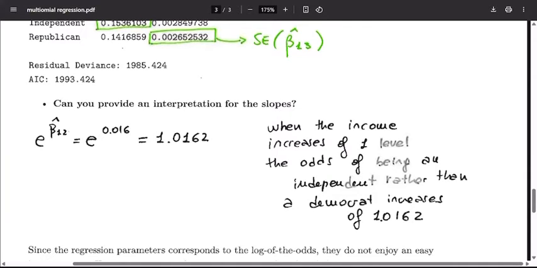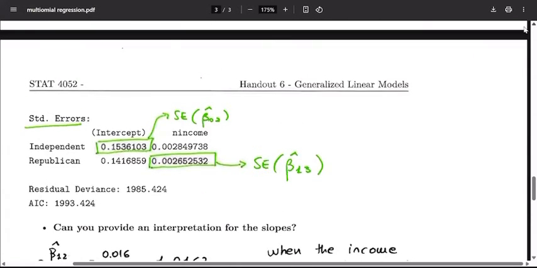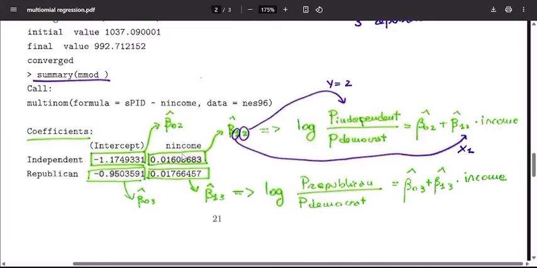Now, I said something here: since the regression parameters correspond to the log of the odds, I need you to pay attention, it may not be easy to interpret. That is why we may not be able to interpret this directly the way it is, because right here it is a log odds estimate. A log odds estimate is very difficult to interpret, and that is the reason why we need to exponentiate that before interpretation.